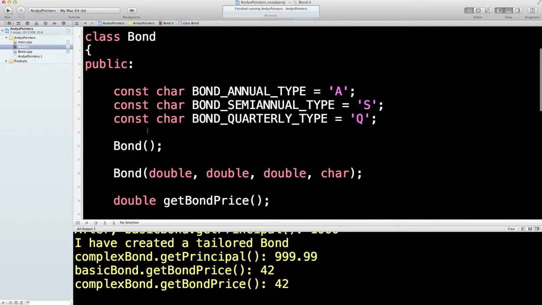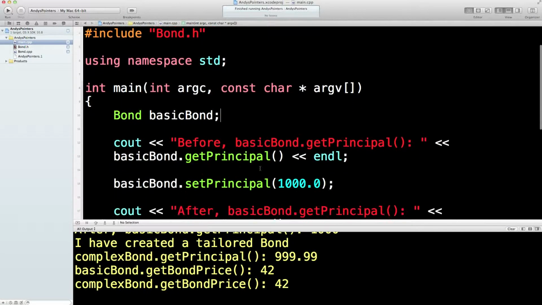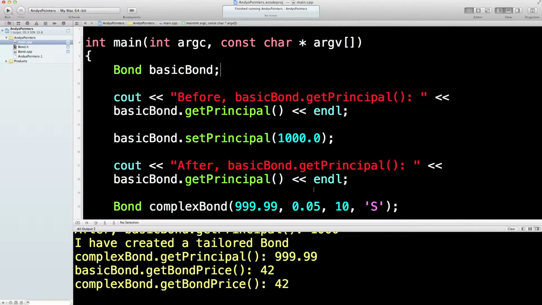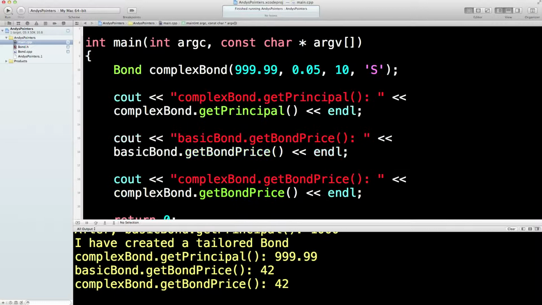The other problem is, do we ever have a bond that's a standard bond? If we go to the main program, we see we've got the basic bond. Is there any bond which is basic? One year to go, 10%? I don't think so. So we won't bother with a basic bond. We'll only ever go for a kind of complicated bond. When I say complicated, I just mean we define 1,000 principal, 10% rate, 10-year maturity, and it's semi-annual. That works for me.